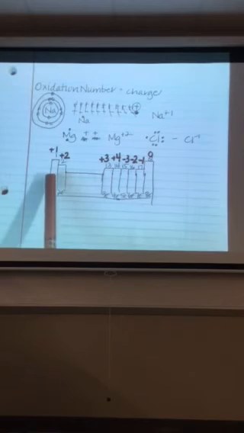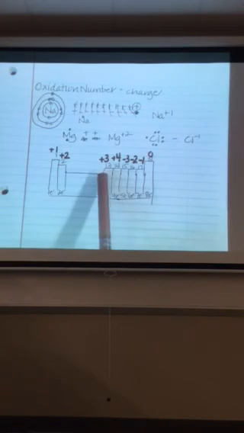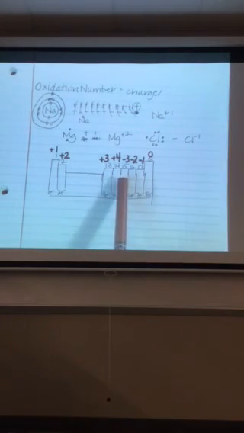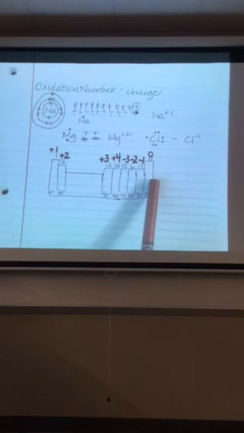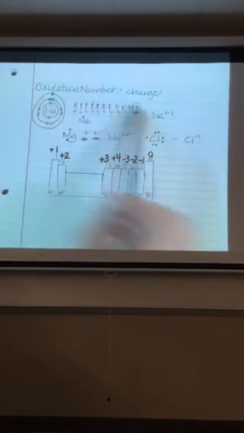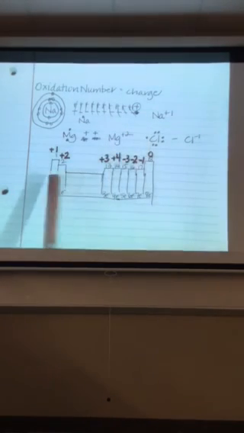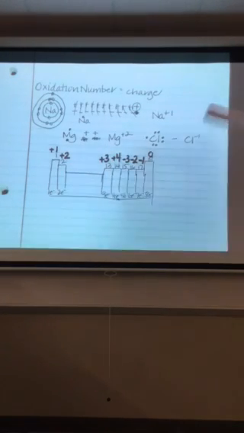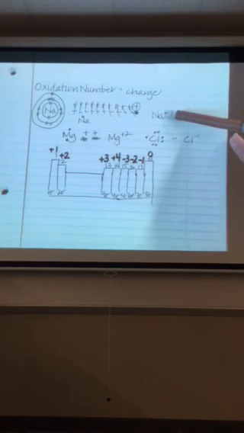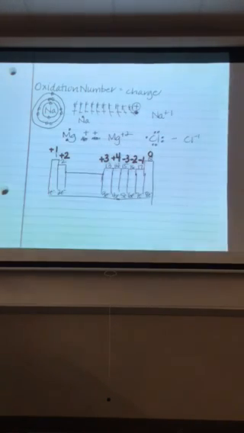So notice that pattern, guys: +1, +2, +3, +4, -3, -2, -1, 0. Up here, you're like, wow, that's a lot of work. You don't need to do that work. You just need to know the charges. I just wanted you to see where they came from. Does that make sense? Okay, go ahead and pause that.